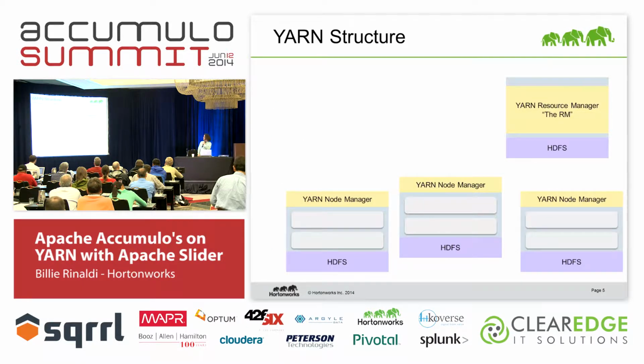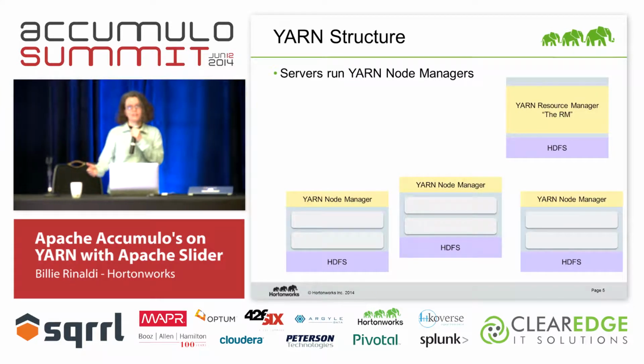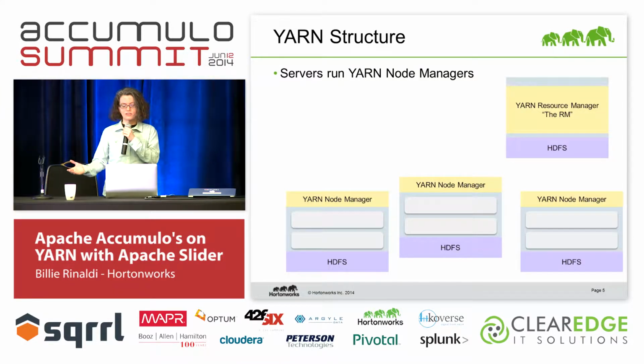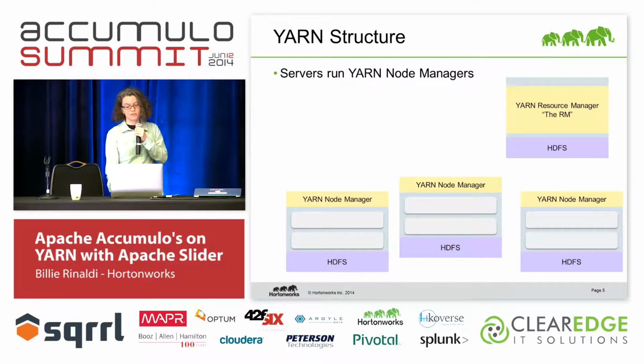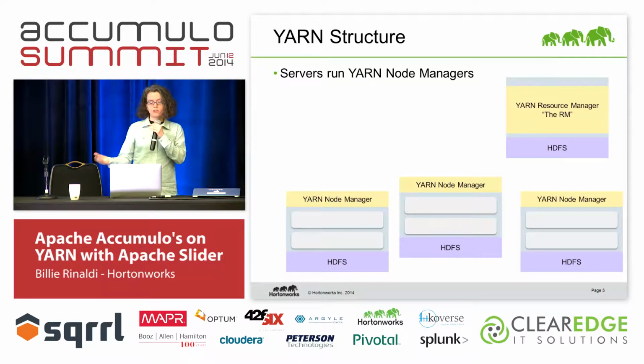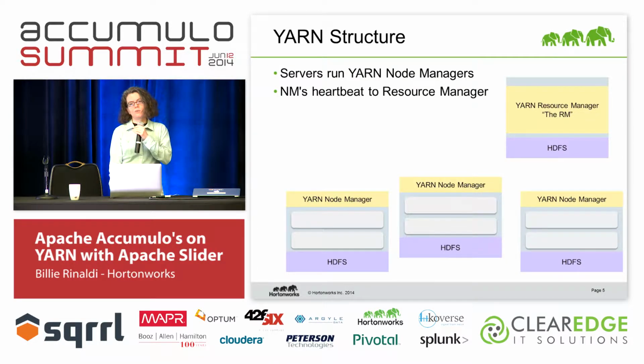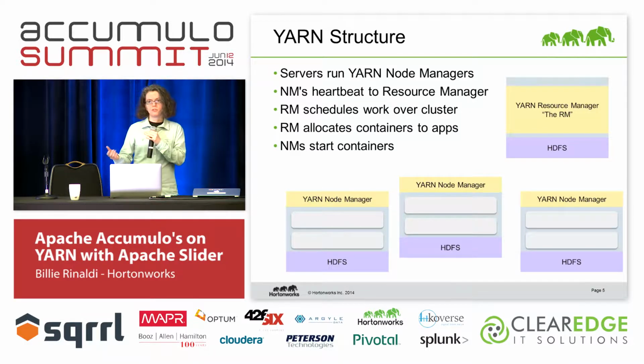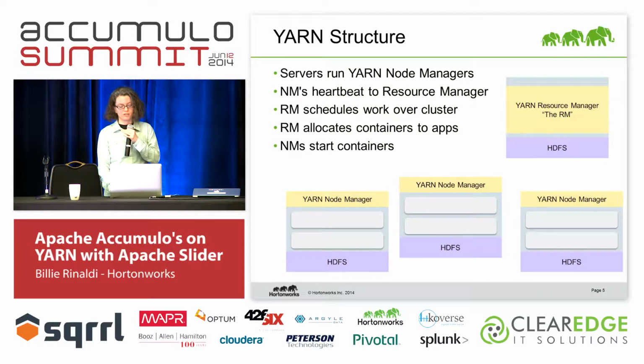So this is basically how Yarn works. There's one resource manager process that's like a master, and then all of the rest of the nodes on the cluster are running node managers. The node managers heartbeat to the resource manager, while the resource manager does the resource scheduling; it allocates containers to applications. The node managers themselves start the containers and then report container health to the resource manager.